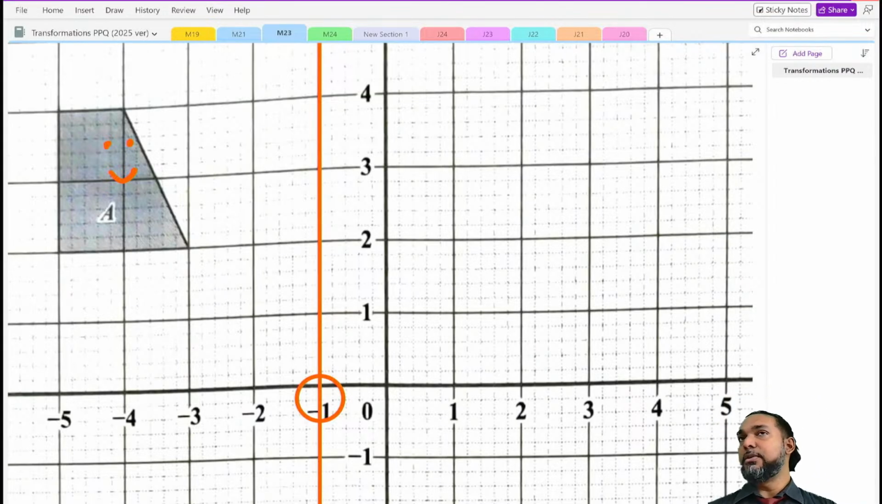A translation is simply a shifting horizontally and or vertically. A reflection is like if you're watching this thing here, you have an image there. So a translation will just shift something as it is. A reflection will cause it to flip like this.